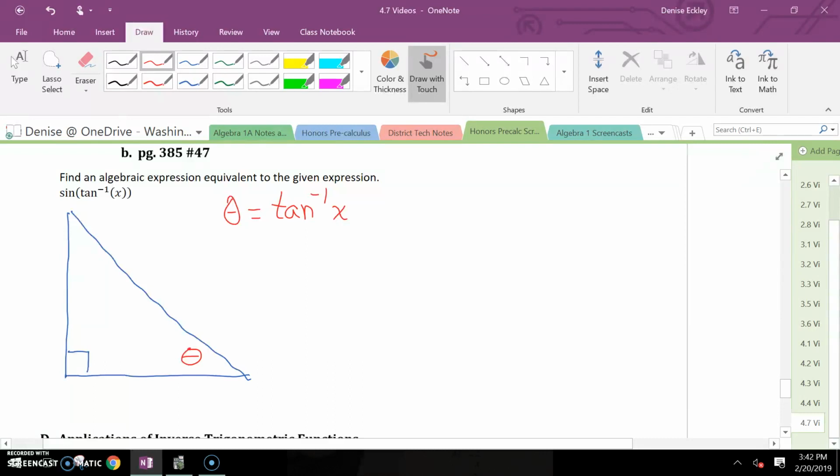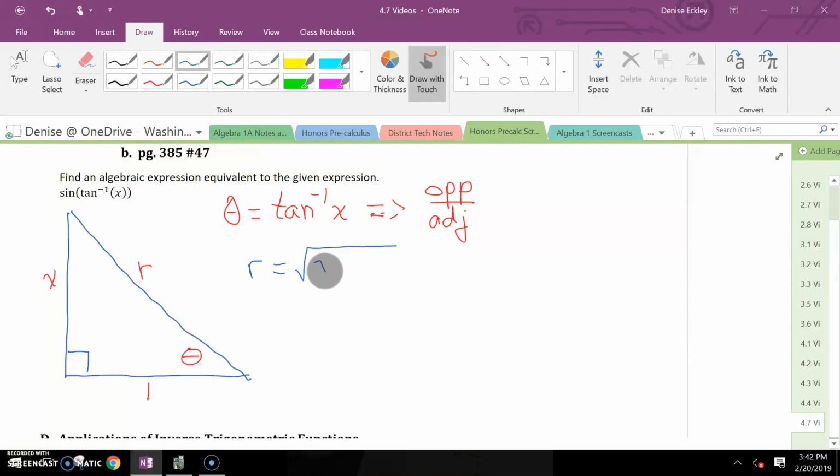So we can assume that where the x is in the triangle, if we remember that tangent is the opposite side over the adjacent side. So what we can do is label the opposite side x and the adjacent side 1. So then all we need to do is find the third side of the triangle, which is the hypotenuse. So using the Pythagorean theorem, we're going to have that r is going to equal the square root of x squared plus 1 squared, or 1.